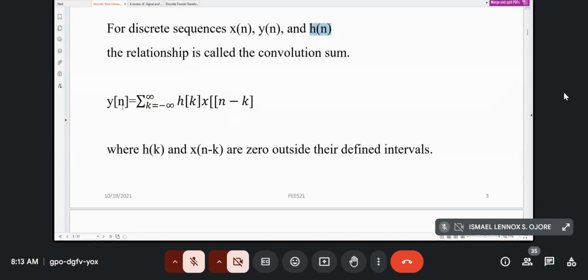So y of n is equal to the summation of k from negative infinity to infinity, h of k, x of n minus k. But usually these sequences are just finite sequences. So, of course, x of k and h of k are 0 outside their defined intervals. And of course, this can be x of k, h of n minus k. It will not change anything. With convolution, it doesn't change.